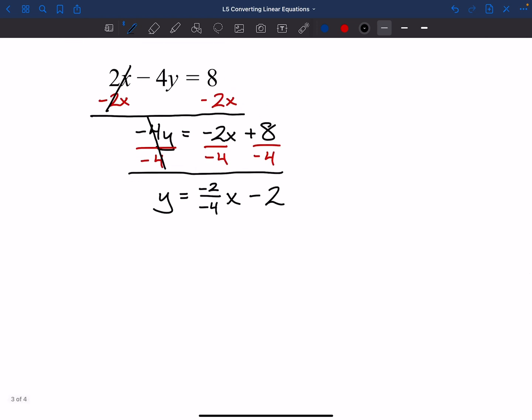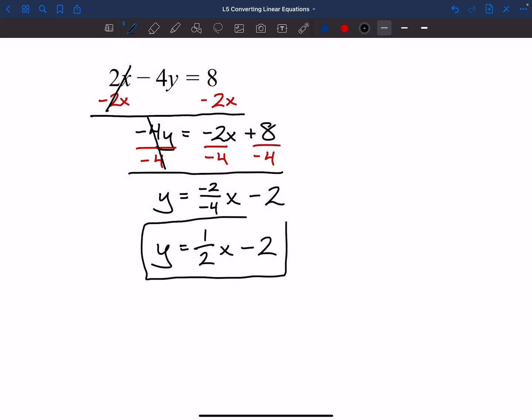If I have -2 divided by -4, isn't that the same thing as +2 over 4? Those negatives will cancel each other out. And then I could go even one step further, right? 2 divided by 4, 2/4 is the same exact thing as 1/2. So ideally, we want to get to this point: y equals 1/2 x minus 2.